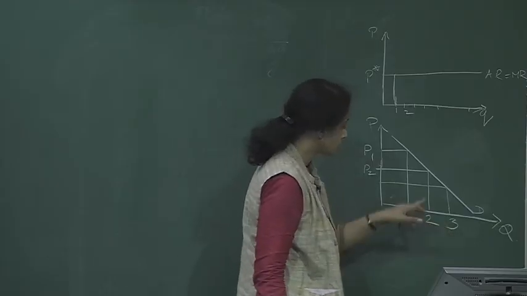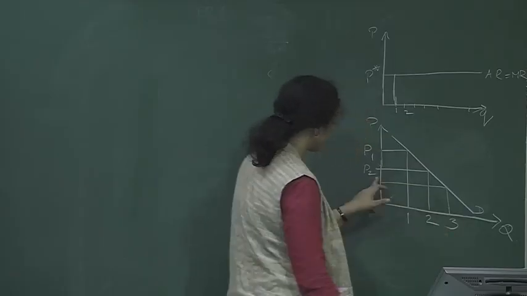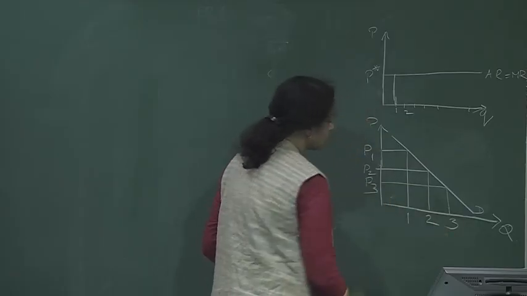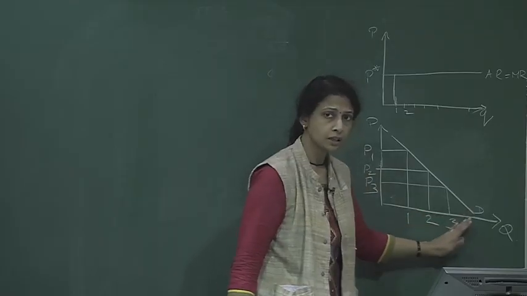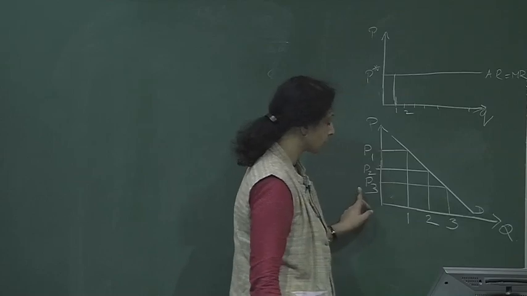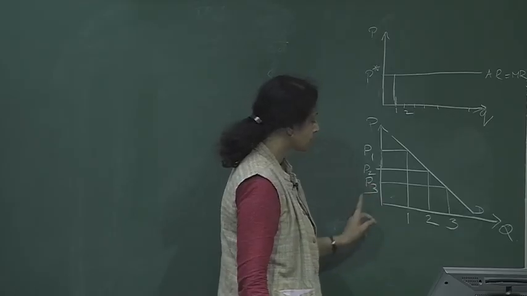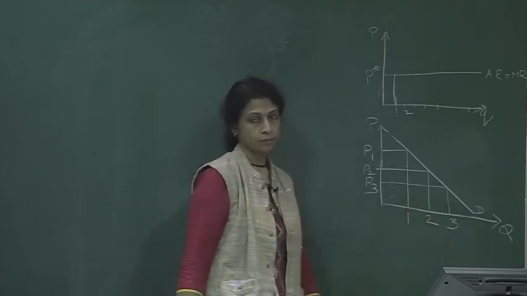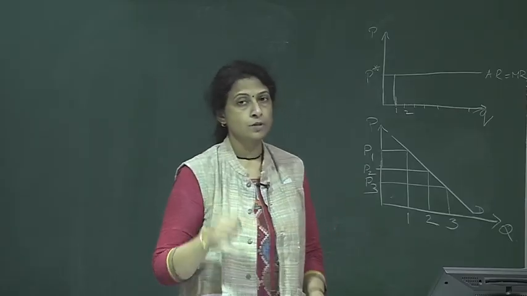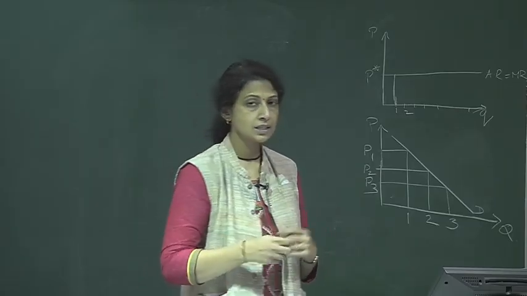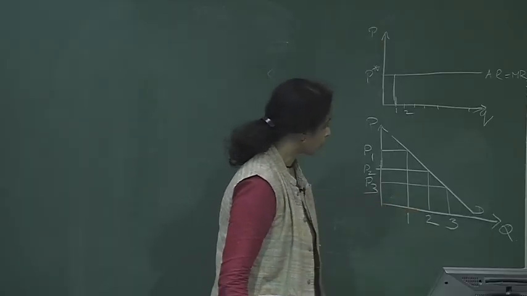Similarly, when he sells the next unit or the third unit, his price falls to P3. And when he is selling the third unit and the price falls to P3, he is not selling the third unit only for P3. He is selling all the 3 units at price P3. So, there his marginal revenue goes down. When he sells an additional unit, his marginal revenue may go down actually.